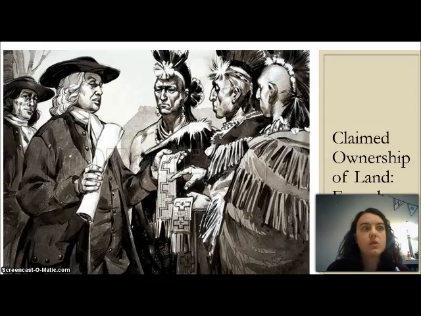Some of the Native Americans just moved on and didn't think it was worth the fight, and some of them did, and there was a lot of battle that went on. This picture here specifically is between a religious group that didn't believe in fighting, and so they would probably have done everything they could to keep it peaceful.